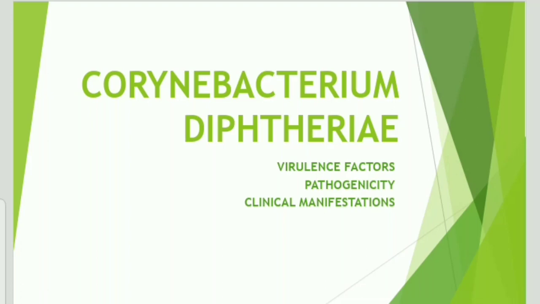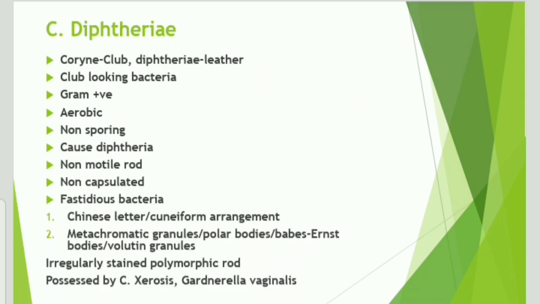I'm Tanya Rose Jacob. In this video, let's discuss Corynebacterium diphtheriae, its virulence factors, pathogenicity and clinical manifestations. Corynebacterium diphtheriae: the name means coryne means club, diphtheria means leather. These are club-looking bacteria, gram-positive, aerobic, that require oxygen to grow, non-sporing, and it causes diphtheria. It is a non-motile rod, non-capsulated, and fastidious, that is, it requires enriched media.